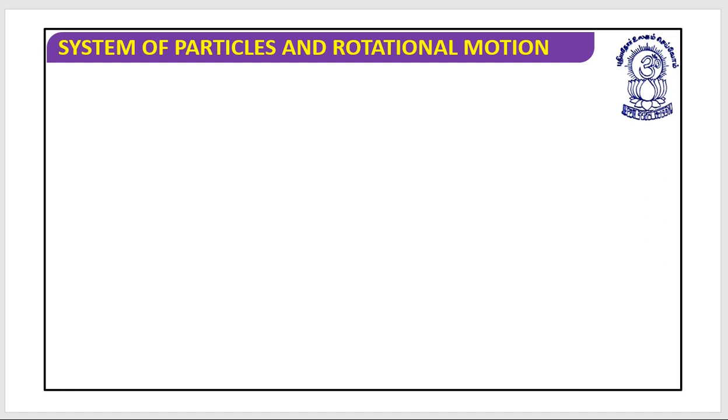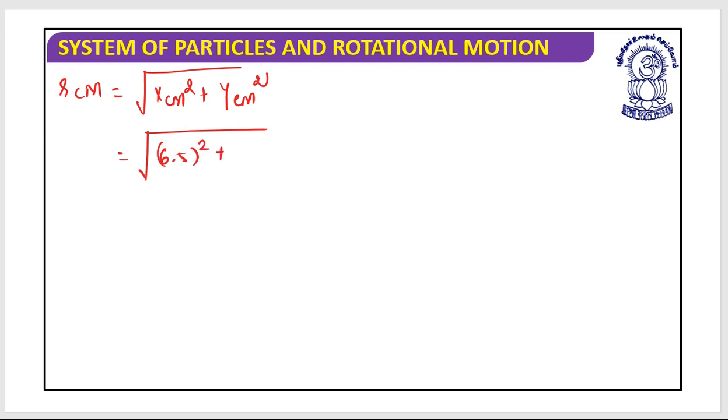Let's denote it by RCM. That should be equal to xcm square plus ycm whole square. So this could be written as 6.5 whole square plus 5 root 3 by 2 whole square. If I solve this, it is root of 62, which is approximately 7.8 centimeter. That's it. I hope this is clear.